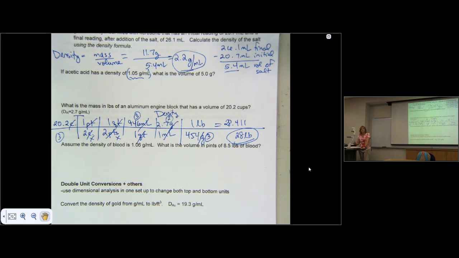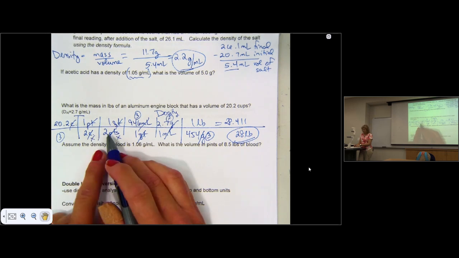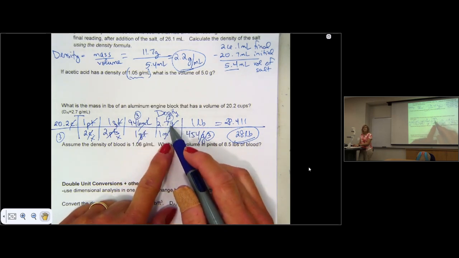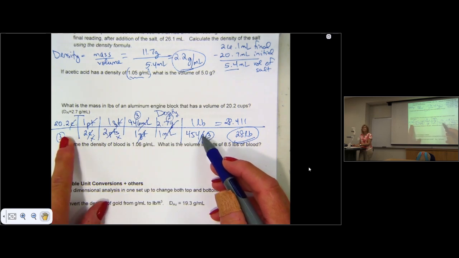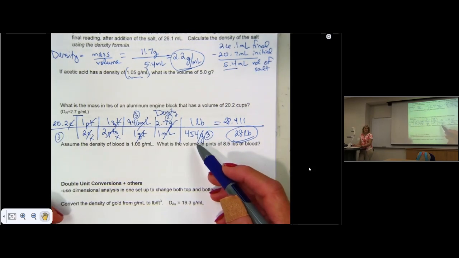I see a frown back in the back. Question? This is exact because if you look on your conversion factor sheet, it's on the exact side. It's on the left. So this does not count. This does not count. This does. It's on the right side. This always counts. Density will always count because it's a calculated measured number. And then this is on that not exact side. And the given counts unless it tells you exact. Like if it had said exactly 20.2 cups, it would not have counted.